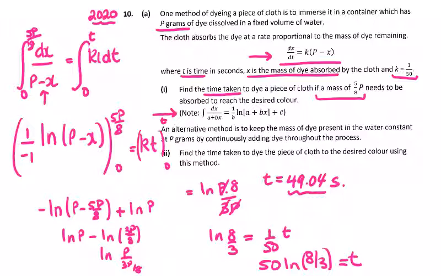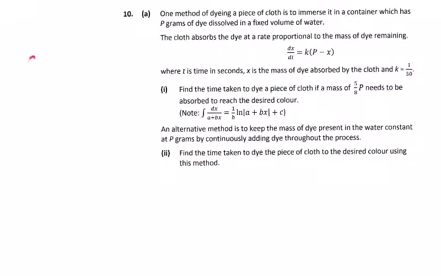So now we have an alternate method, which is to keep the mass of the dye present in water constant at p grams by continuously adding dye to the process. So we're not going to have any x here. We're just going to have dx/dt is equal to kp. So find the time taken to dye the piece of cloth to the desired color using this method. So again, 5/8 P. So we should have dx/dt is equal to k times p in this case.